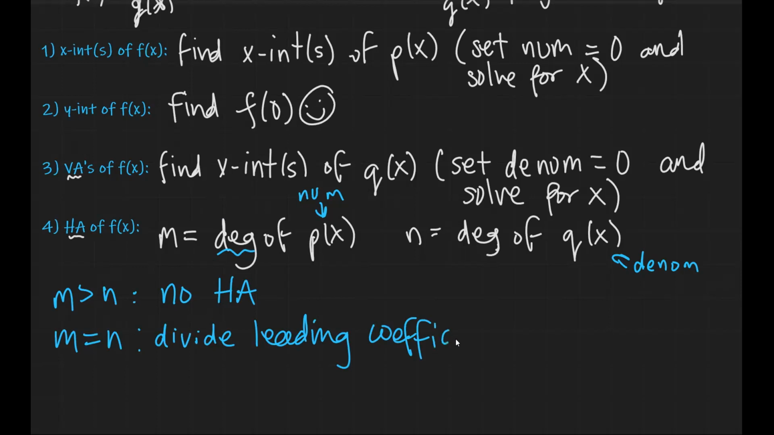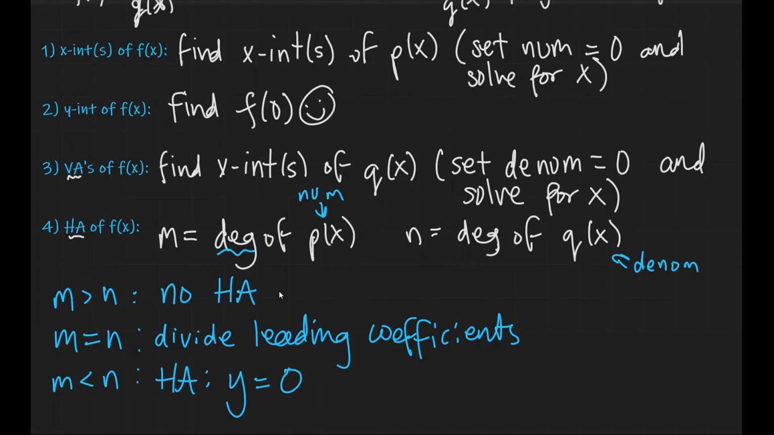And that'll be our horizontal asymptote. Okay, now the last case is, what if our numerator is smaller than the denominator as far as degree goes? Then our horizontal asymptote is automatically y equals 0.